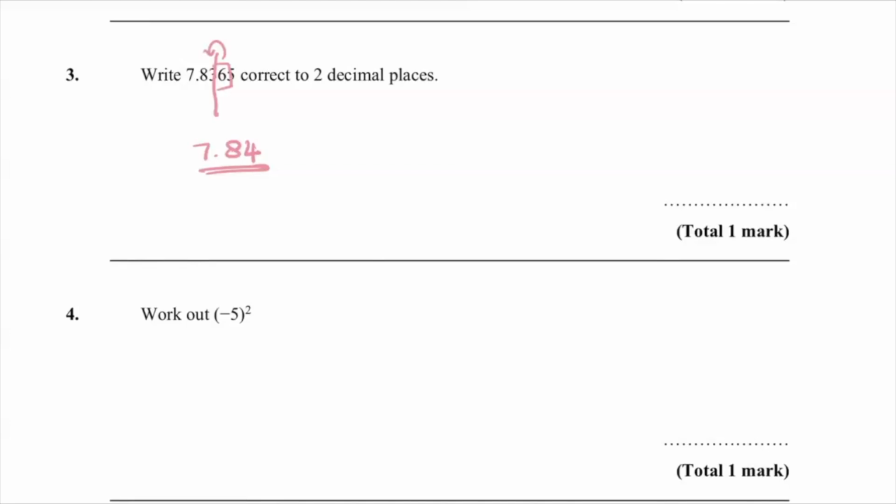This question, -5 or -5 squared, means this. 5 times 5 is 25. And 2 negatives make a positive, so it's 25 as a final answer.